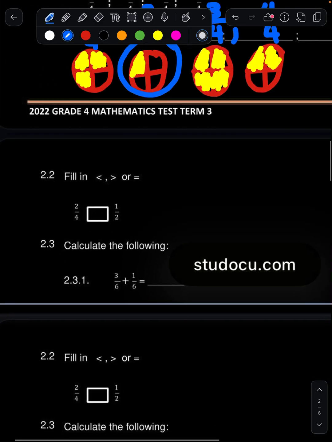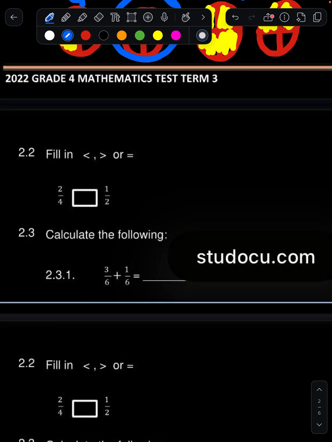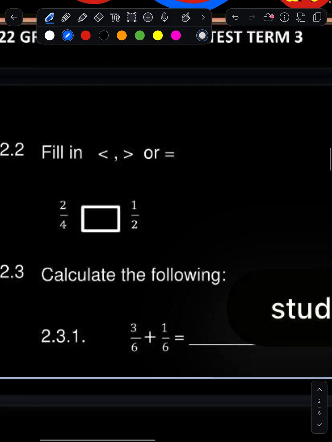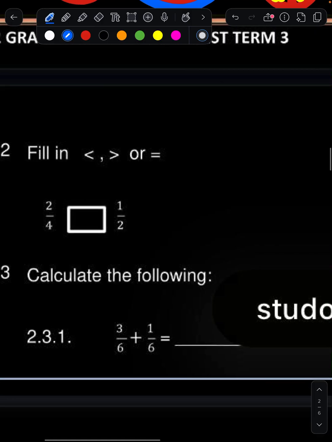Okay, and then now we've got to fill in these signs. You can think of it as a crocodile. So the crocodile is going to eat the biggest piece, or if they're both the same size, then you're going to put an equal sign. Okay, and again, I would draw a cake if you don't know straight away. So we need to see, is 2/4 bigger or is 1/2 bigger?